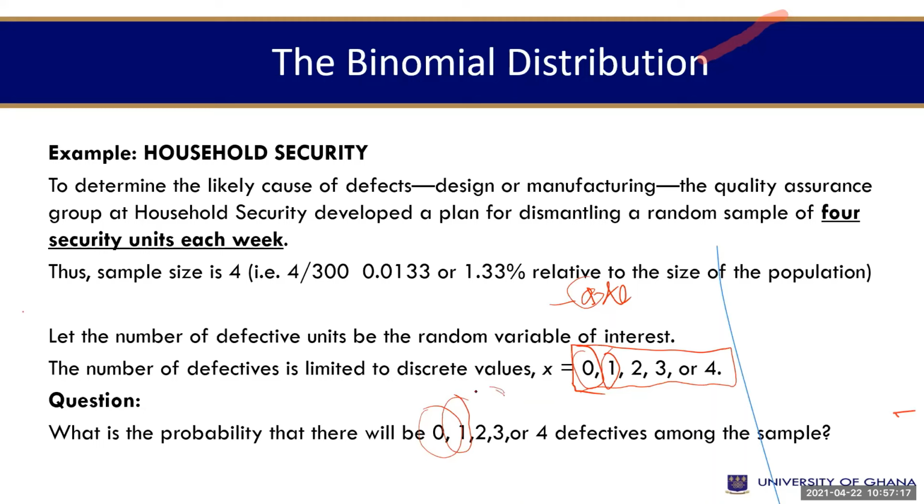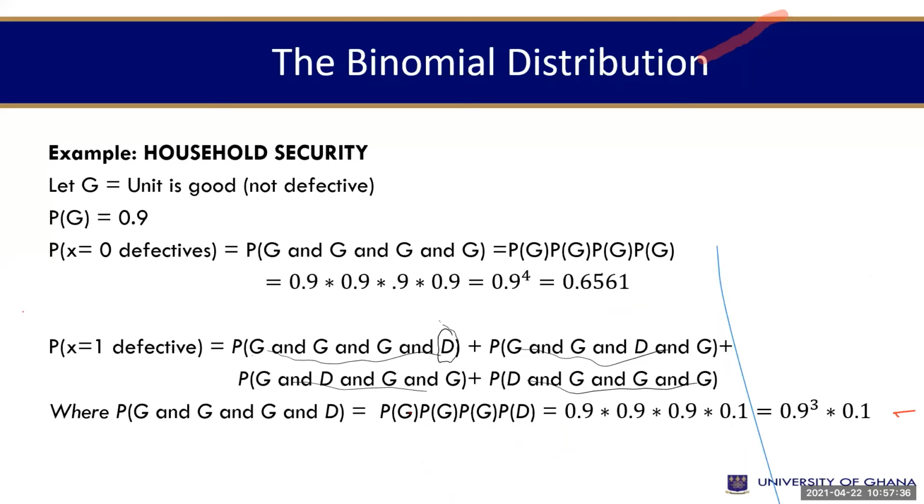one defective at the second sampling, 2 defective, third sampling, 3, or during the 4 sampling process, we have 4 defective among the samples. So we need to know the probability for each of the possible outcomes based on their random variable. And this can be expressed in this form. Let G equal units that are good, meaning not defective. Remember, the probability that it's defective is 10%. So the probability that it will not be defective is going to be 90 percent.